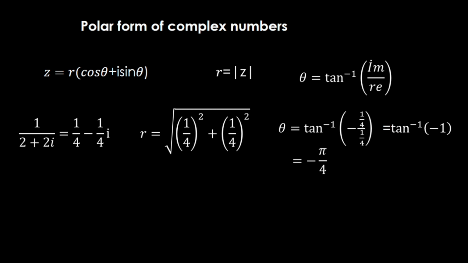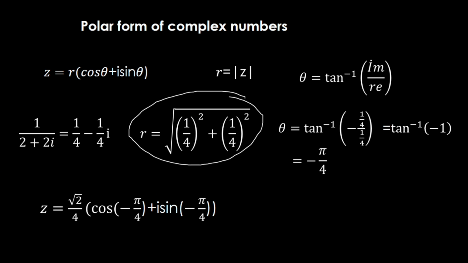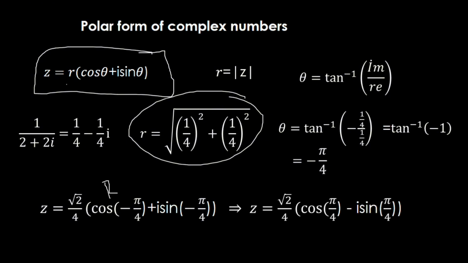I hope you know about that. Okay, and our r is root 2 on 4. Therefore, we substitute back into the initial equation, just substituting r and theta. We have root 2 on 4 times cos of negative pi on 4 plus i sine of negative pi on 4. Since cos theta is even and sine theta is odd, we are going to have cos pi on 4 minus i sine pi on 4. Hope you know about even and odd functions. If you don't, I'll drop a video up here to explain better.